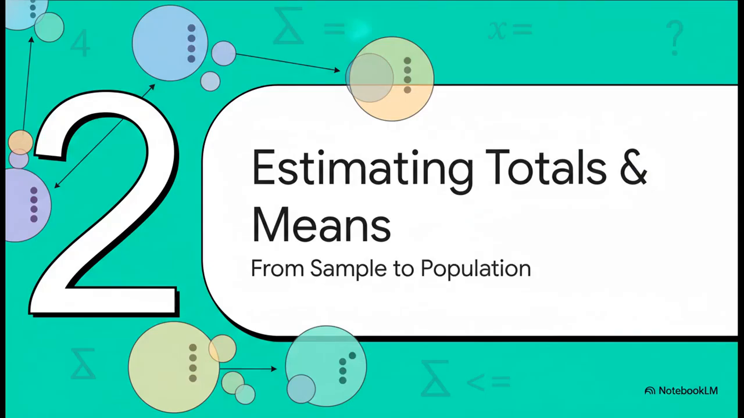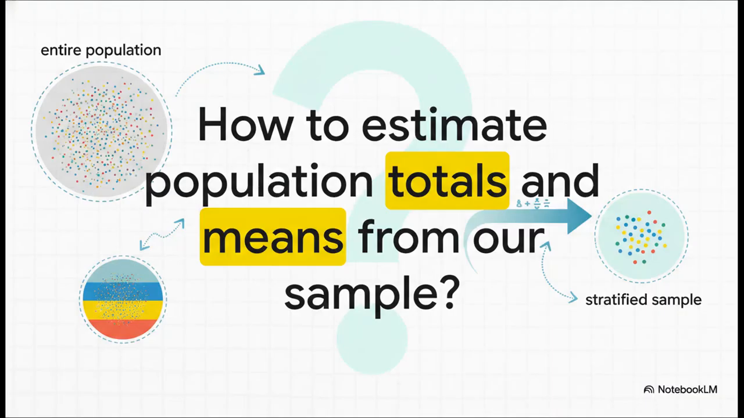So we've split our population up and we've taken our samples. Now what? How do we take that carefully collected data and say something meaningful about the entire population? That's what we're going to figure out right now. This is really where the magic happens. We've only talked to a small group of people, but we want to make claims about everybody. How do we make that leap? How do we use our sample to make a really good, unbiased guess about the whole shebang?